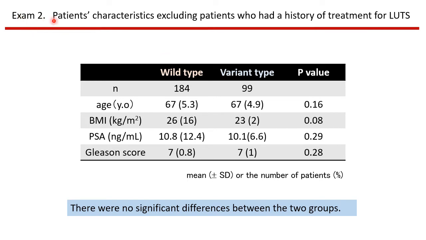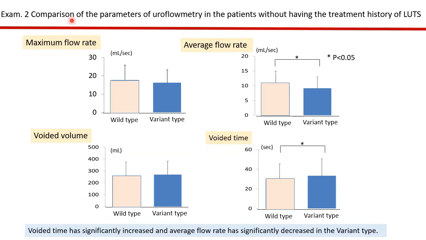Secondary outcome measures. Patient characteristics excluding patients who had a history of treatment for LUTS. There were no significant differences between the two groups. Comparison of the urodynamic parameters in the patients without a treatment history of LUTS. Maximum flow rate and voided volume were not significantly different between the two groups.